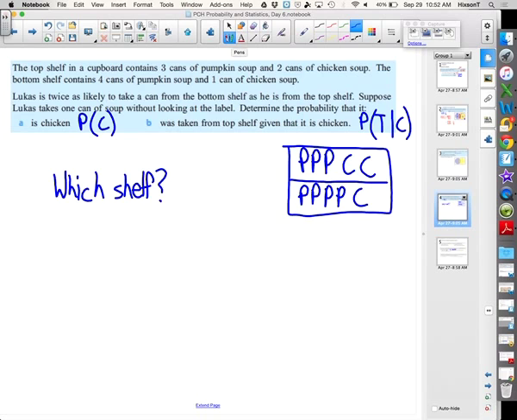All right. So it says that he's twice as likely to take a can from the bottom shelf as he is from the top shelf. So as we construct a tree diagram, we have 2 choices: the top shelf and the bottom shelf. Now it doesn't tell us the probabilities directly, but indirectly it does by saying we're twice as likely to choose off the bottom shelf. It's more convenient, it's easier to reach. All right, so what would the probabilities have to be in order for that to take place?